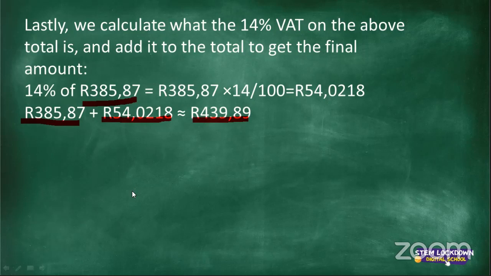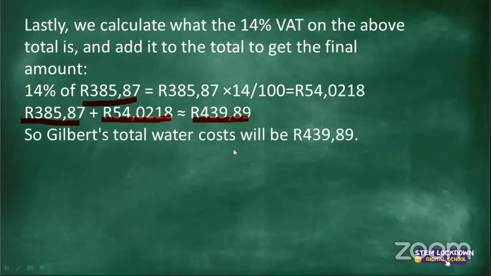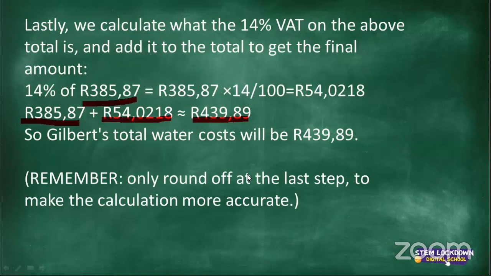We round off, so Gilbert's total water cost will be 439.89. We only round off at the last step to make the calculation more accurate. That is the reason I left the rounding off to the very final stage.